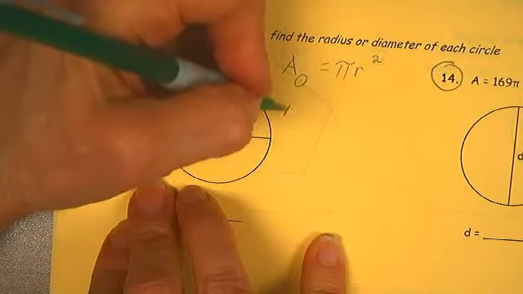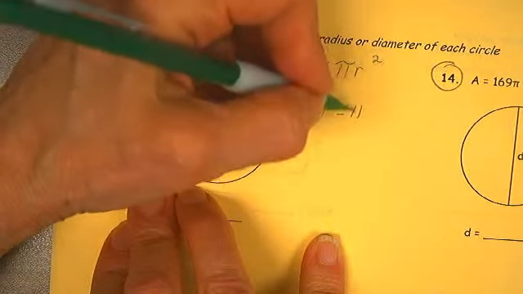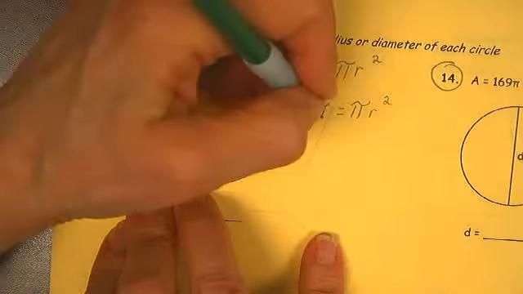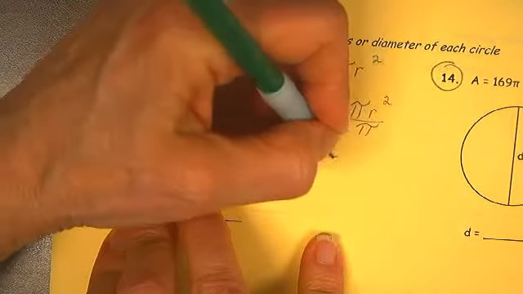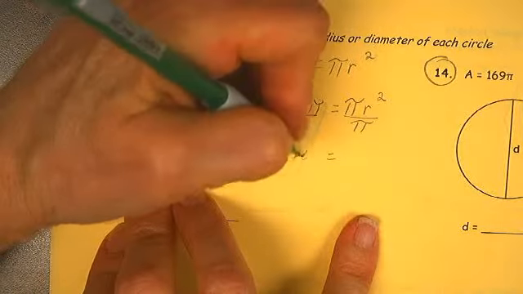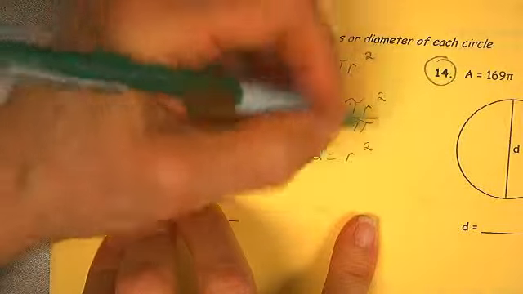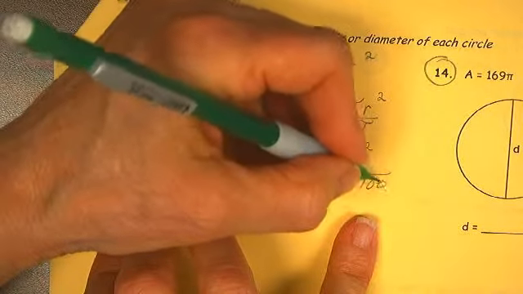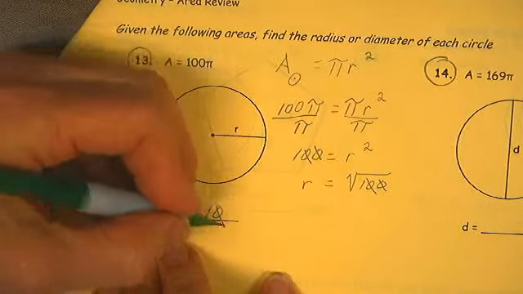So 100 pi is equal to pi times the radius squared. I'm going to divide both sides of my equation by pi. Pi divided by pi is 1. So 100 is my radius squared. So my radius is equal to the positive square root of 100. The radius is equal to 10.